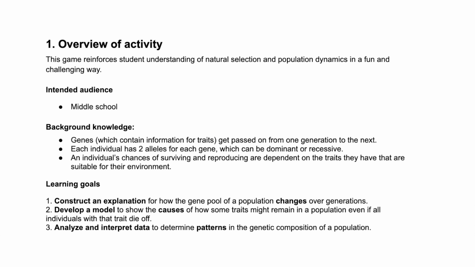Coming into the game, students should be familiar with genes, heredity, and inheritance, as well as have a basic understanding of natural selection. By the end of the game, students should be able to construct an explanation for how the gene pool of a population changes over generations, develop a model to show the causes of how some traits might remain in a population even if all the individuals with that trait die off, and analyze and interpret data to determine patterns in the genetic composition of a population. All of the necessary resources are linked in the teaching guide.